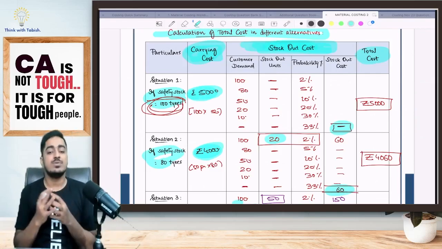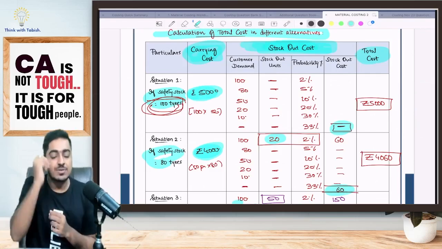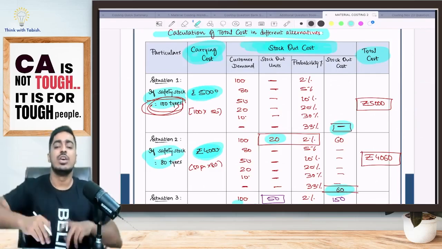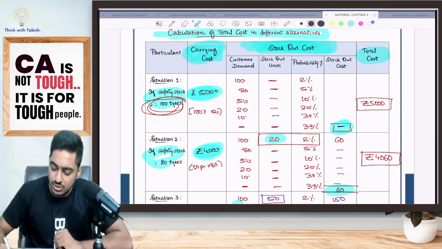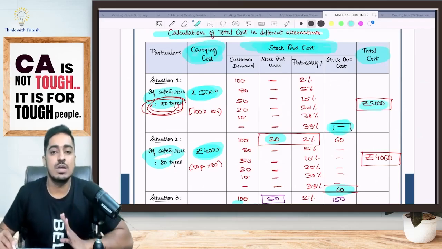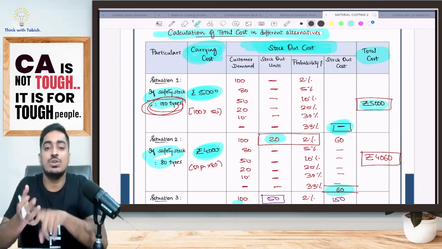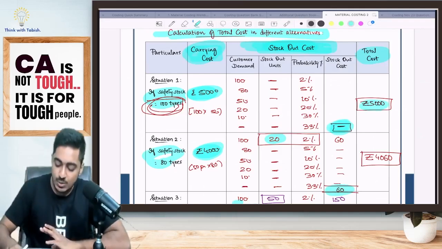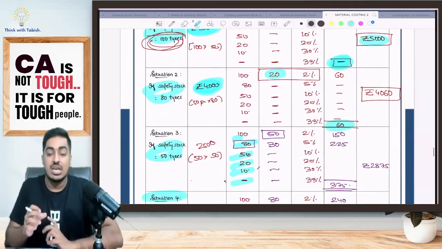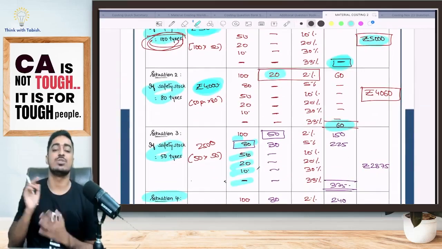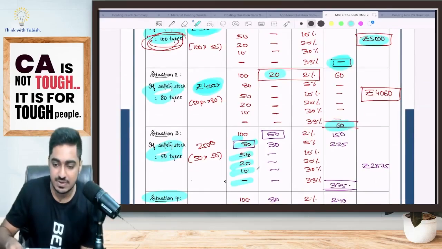Then I'll have to do the stock out calculation. I am having 100 tires with me. The customer asked for 10, 20, 50, 80, 100. In all those cases, no tension. My stock out cost is 0. The stock out cost formula I have told. It is stock out units into probability into what is the cost for 1 unit. And how will I get stock out units? How many units the customer is demanding minus how many units I am having. Is this clear, everyone? Perfect.